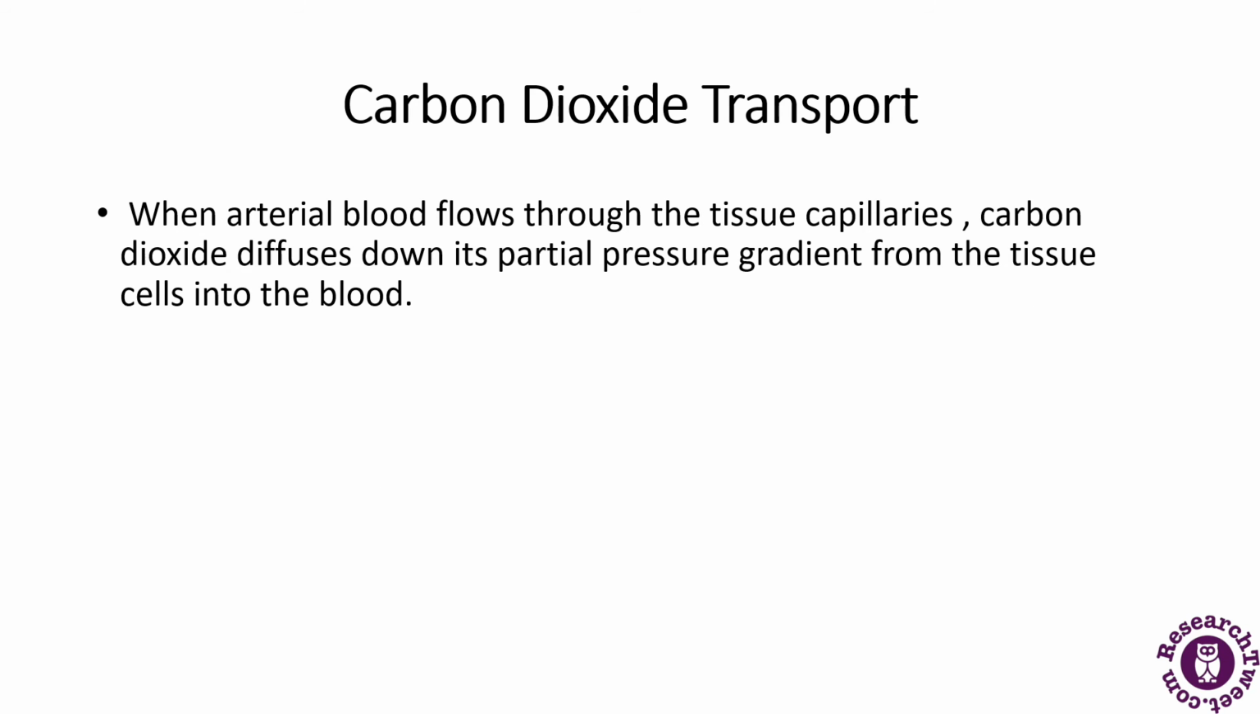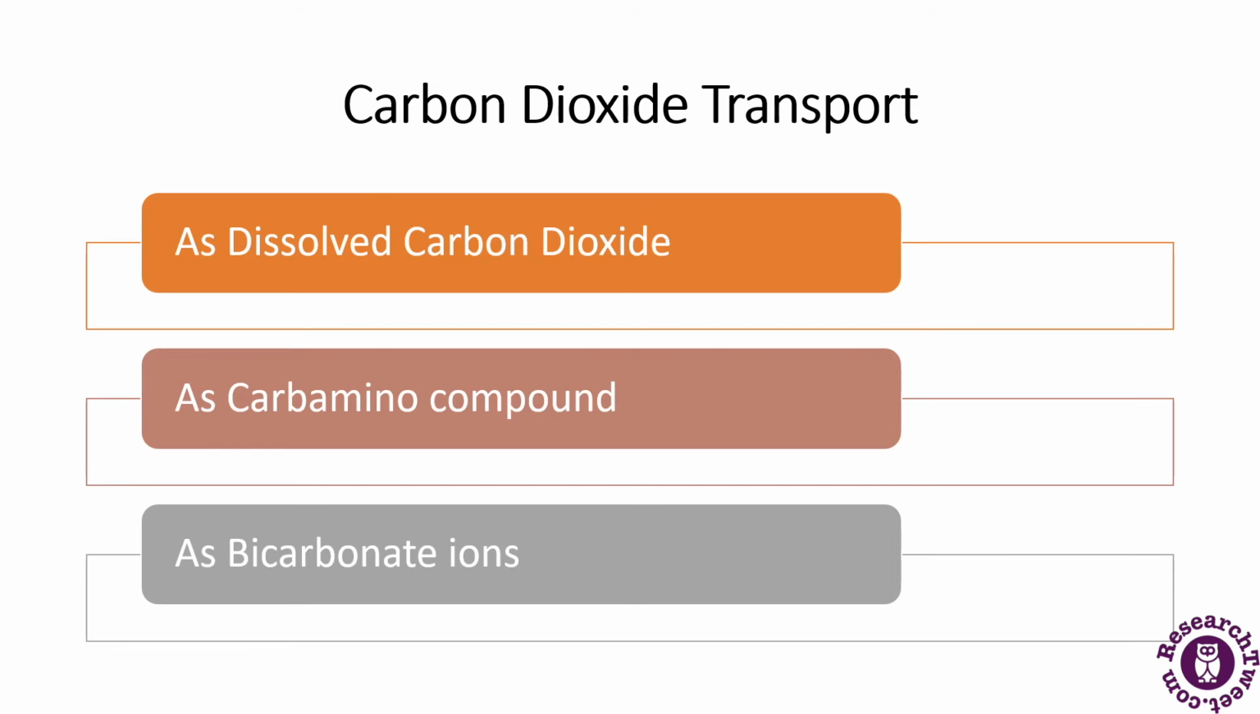Next we will talk about carbon dioxide transport. When the arterial blood flows through the tissue capillaries, carbon dioxide diffuses down its partial pressure gradient from the tissue cells into the blood. The carbon dioxide transport has been divided into three ways: as dissolved carbon dioxide, as carbamino compound, and as bicarbonate ions. We will be discussing each of these in detail.